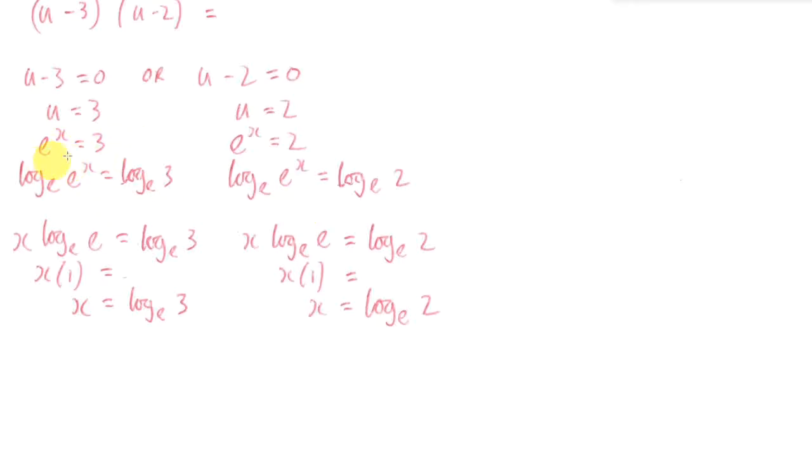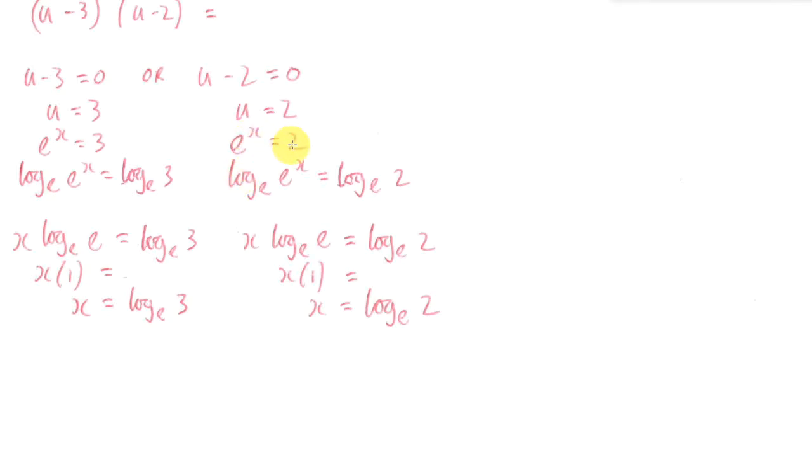Just working on the left-hand side here. If I now take log e of both sides, I'll have log e of e to the x equals log e of 3. The x can come down. Log e of e will just become 1. So I have x equaling log e of 3.